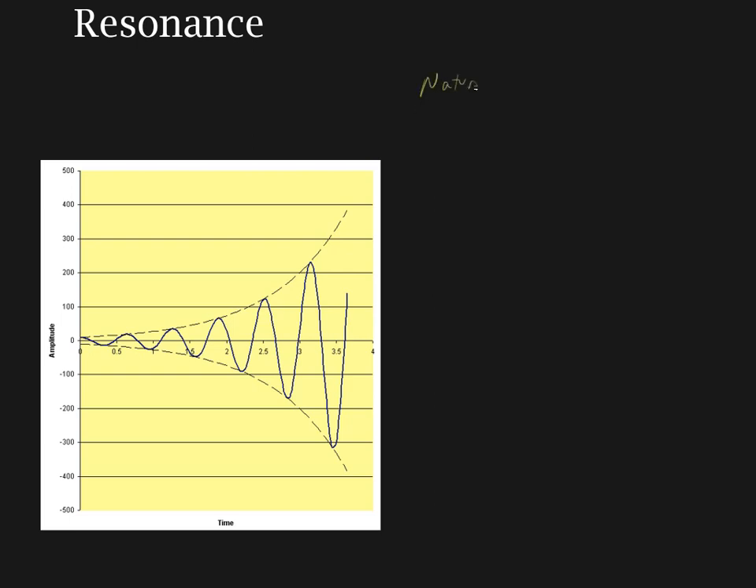natural frequency. We'll call the driving frequency F naught, and the natural frequency is that frequency at which something naturally vibrates. So for a spring, the natural frequency is going to be equal to 1 over 2 pi times the square root of k over m. And for a pendulum, the natural frequency is going to be equal to 1 over 2 pi times the square root of g over L.